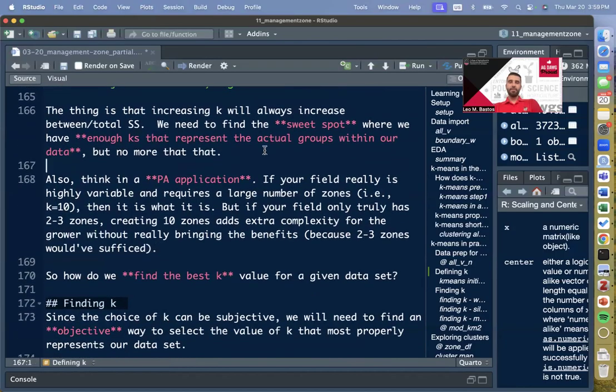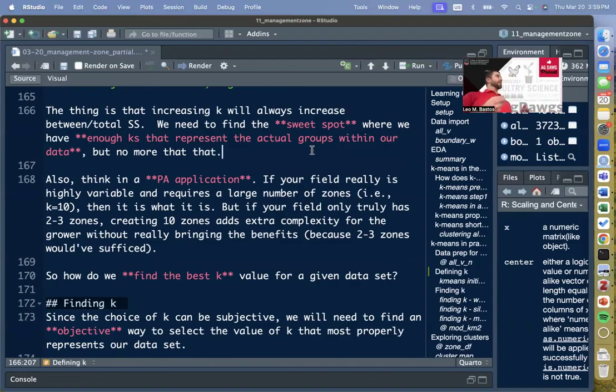And I guess part of this conversation as well is the higher the k, the more variability you're going to explain, which is good in a way that you're explaining more variability. However, imagine you get to a grower and tell them that in this field they have 4,000 zones. I mean, that will never happen. That is ridiculous, but it would be the extreme of this example, right?